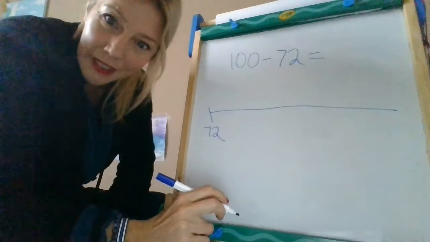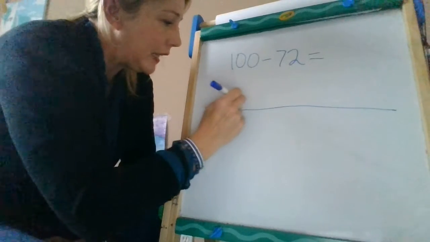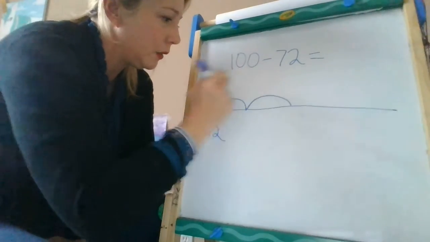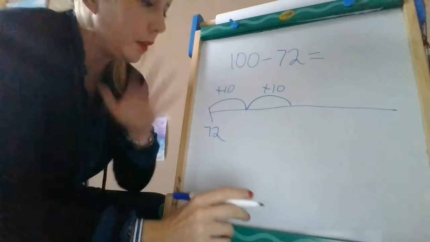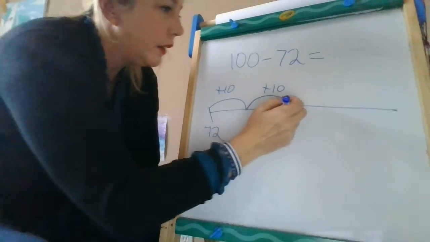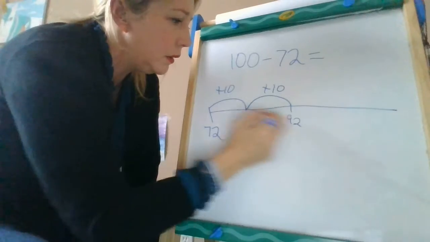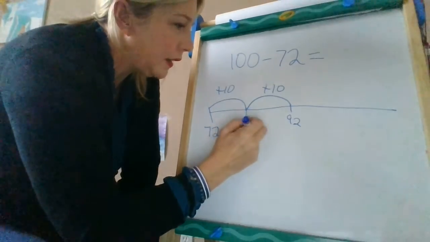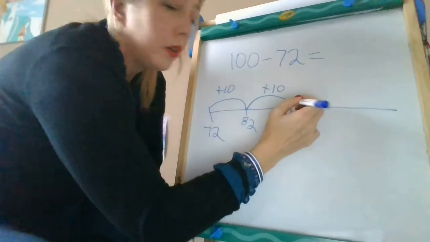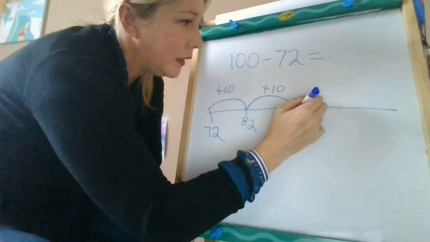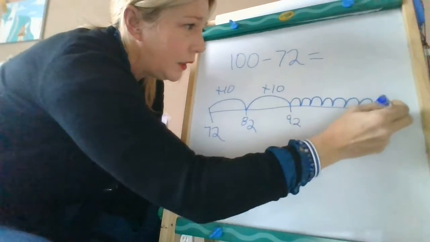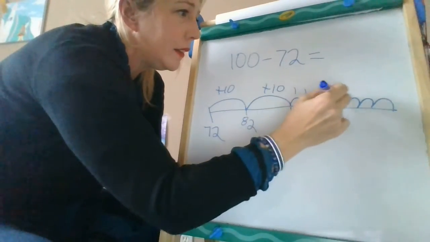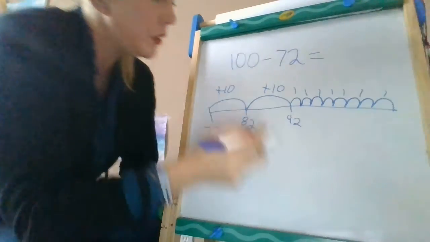And we're going to start by jumping with our tens. And we're going to go 82, 92. Now, if I add another 10 to that, that's 102. So I got to put on the brakes right there. So I'm at 92. And now I need to get to 100. So I'm going to go jump by ones. 93, 94, 95, 96, 97, 98, 99, 100. Putting my ones on top of my jumps.